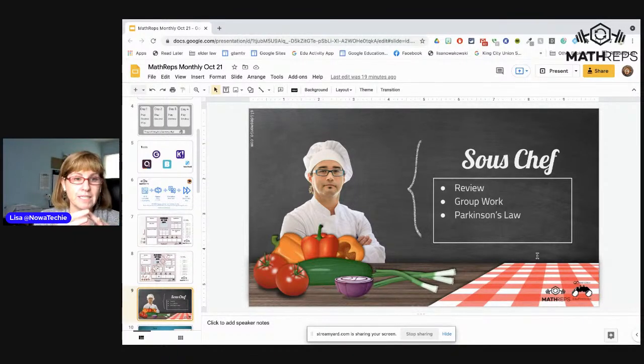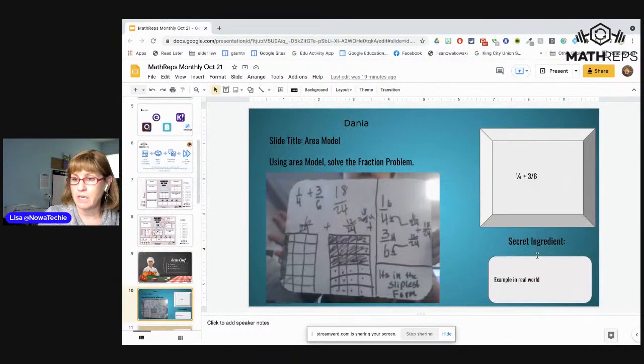The other thing with this is that it is not to be done in the beginning. It is to be done and used as a review on this one. So it's also done as part of a group work thing. So just like in an Iron Chef where you work in a group, you also work in a group on this one. And so let's go ahead and take a look.